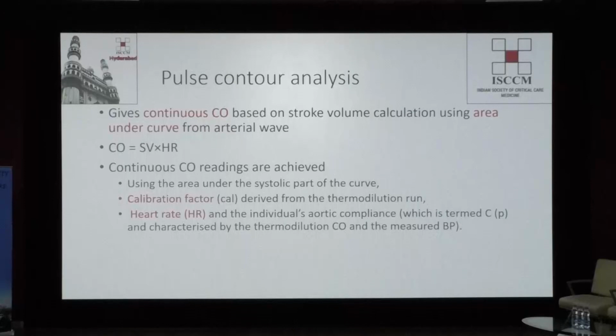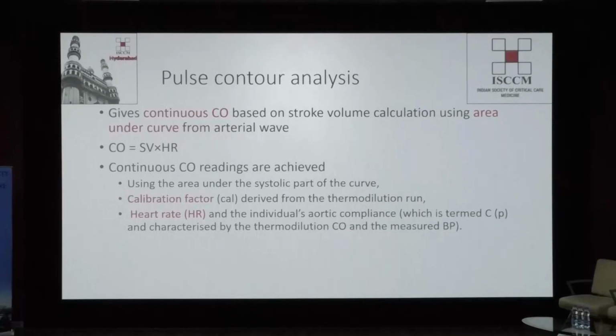What are the variables here? Next is your pulse contour analysis, which is common for any type of arterial blood pressure monitoring. What does this pulse contour analysis do? It gives a continuous cardiac output based on the stroke volume calculation. It calculates the area under the curve of your arterial line, restricted to your systole. The area under the systolic part of the curve is called the stroke volume. When it is multiplied by your heart rate, it gives your cardiac output. This is how pulse contour analysis will calculate your cardiac output.